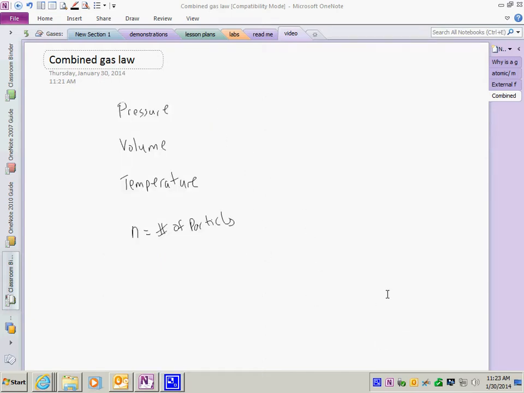Hello, this is Andy Schweitzer, and this is getting close to wrapping up the end of our combined gas law, states of matter of gases.